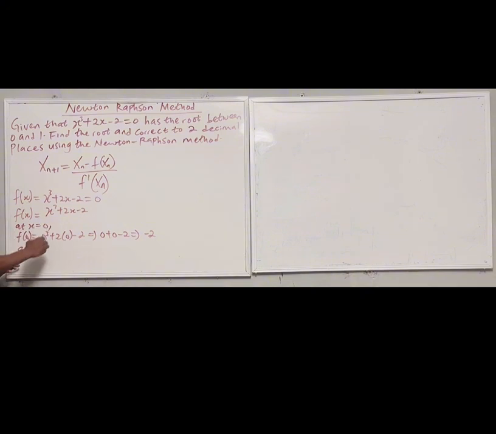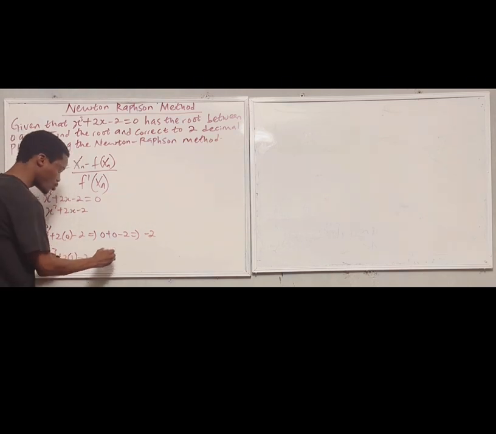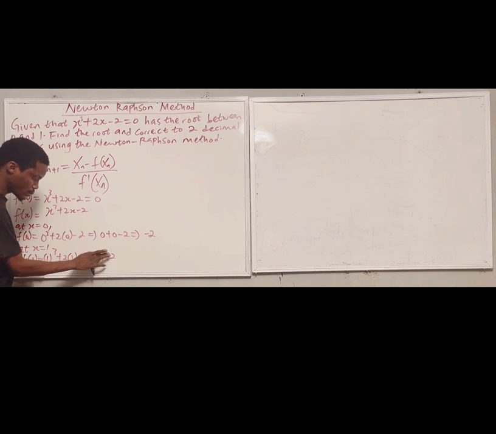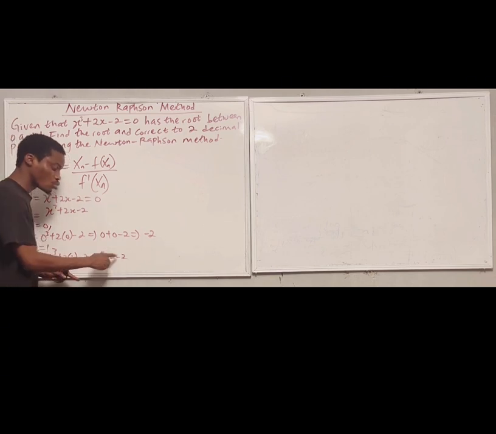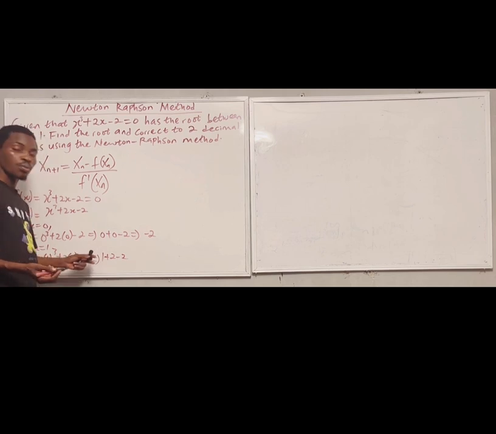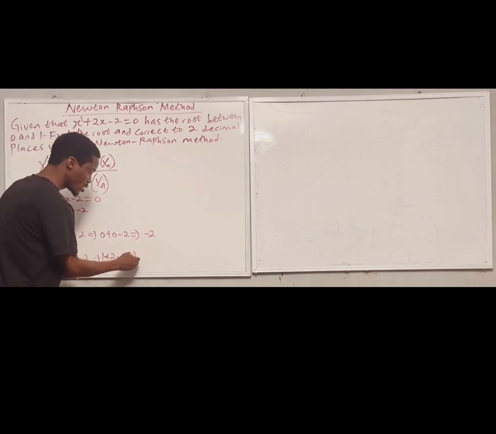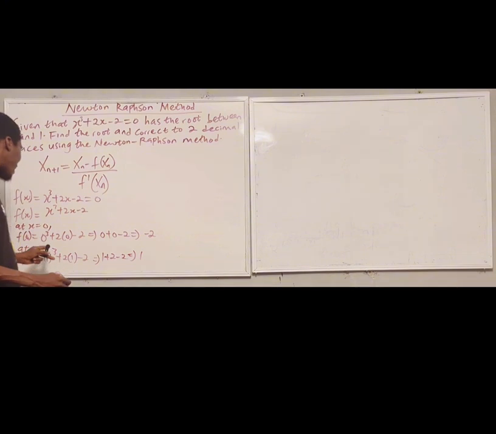At x is equal to 1, this is our iteration. I'm going to have f of 1, which means whenever I see x, I put 1. 1 to the power of 3 plus 2 into 1 minus 2. 1 to the power of 3 is 1, plus 2 times 1 is 2, then minus 2. So 2 minus 2 gives 0, plus 1, I'm going to have 1. So this gives me 1.